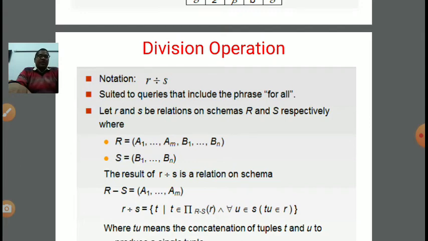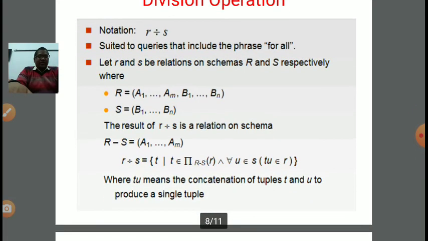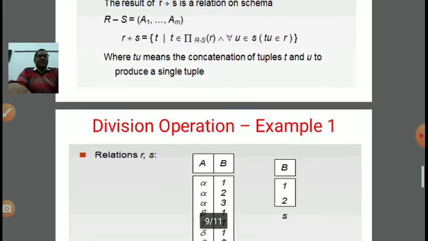So the result of R division S is a relation schema defined as R minus S, equal to A1, A2 up to AM, means the attributes not common. Now see, R divided by S will give the tuples t such that t belongs to the projection of R minus S on R, and for every u belongs to S, tu belongs to R. Where tu means the concatenation of the tuple t and u to produce a single tuple, right?